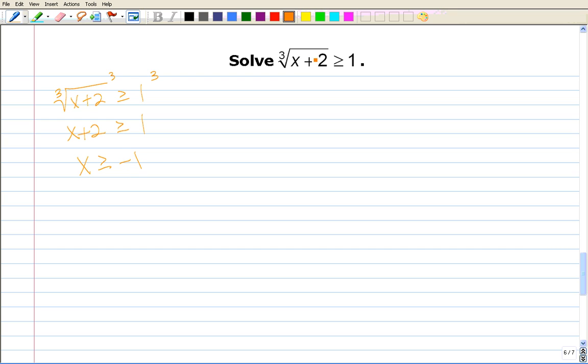So on the previous example, we had to check the radicand to make sure it stayed greater than or equal to 0. But on this one we don't, because we can take the cube root of a negative number and there won't be any conflicts whatsoever. The cube root of a negative number can be negative, for example the cube root of negative 8 is negative 2. So our answer here is just x is greater than or equal to negative 1.